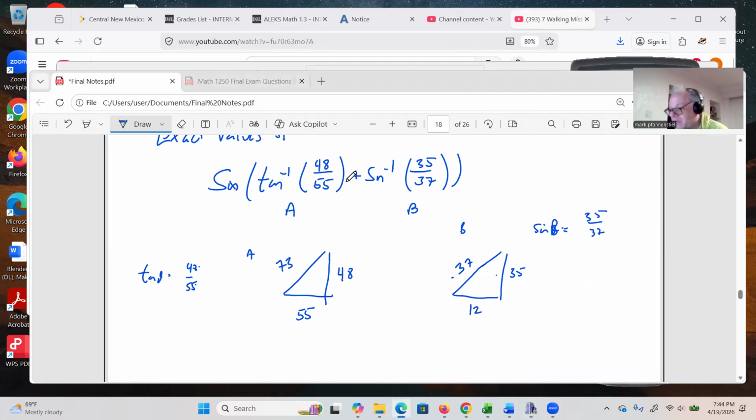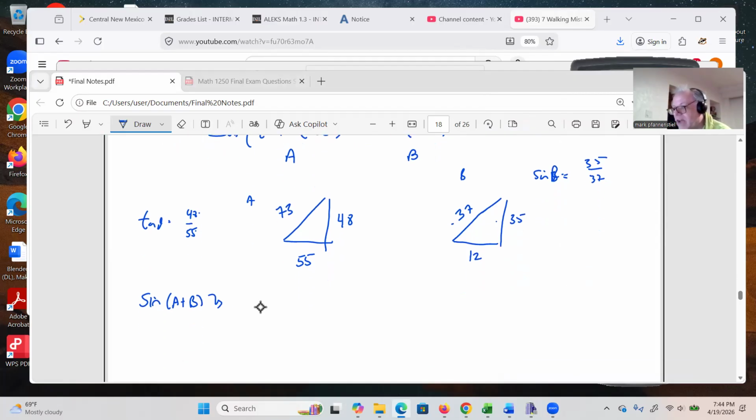So the next thing I'm going to do is say, well, we've got sine of A plus B. What's that going to do for us? Well, I know that sine of A plus B is equal to the sine of the first times the cosine of the second, plus the cosine of the first times the sine of the second. So sine, cosine, cosine, sine. And then I'm just going to refer to my triangles and figure out what's going to happen in this thing.